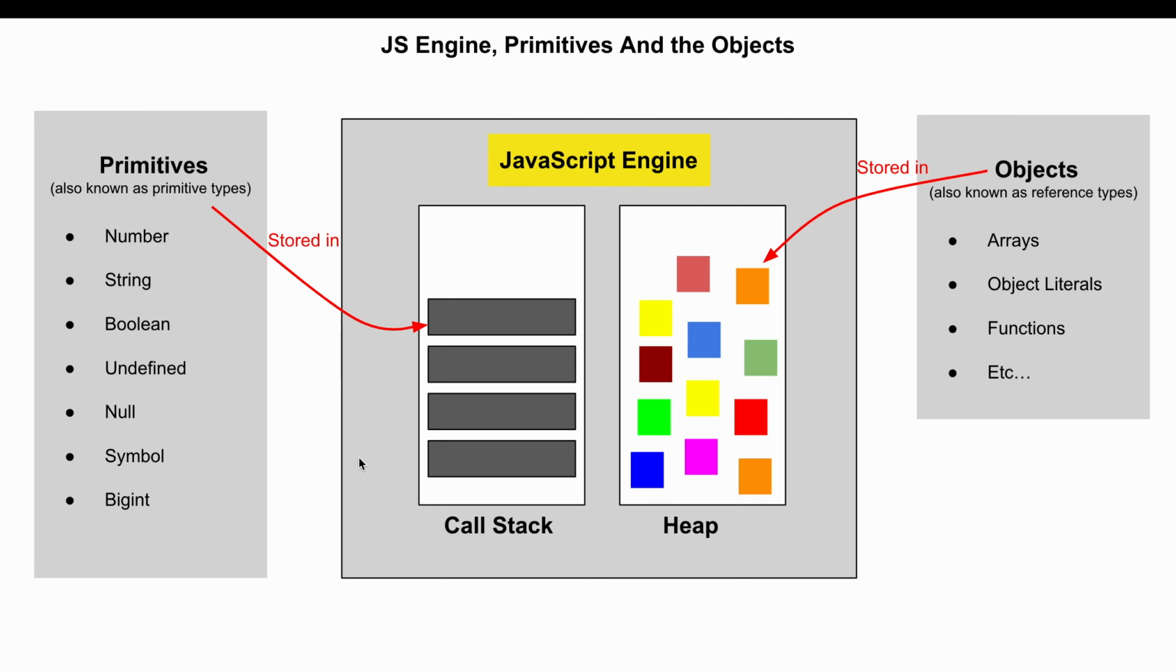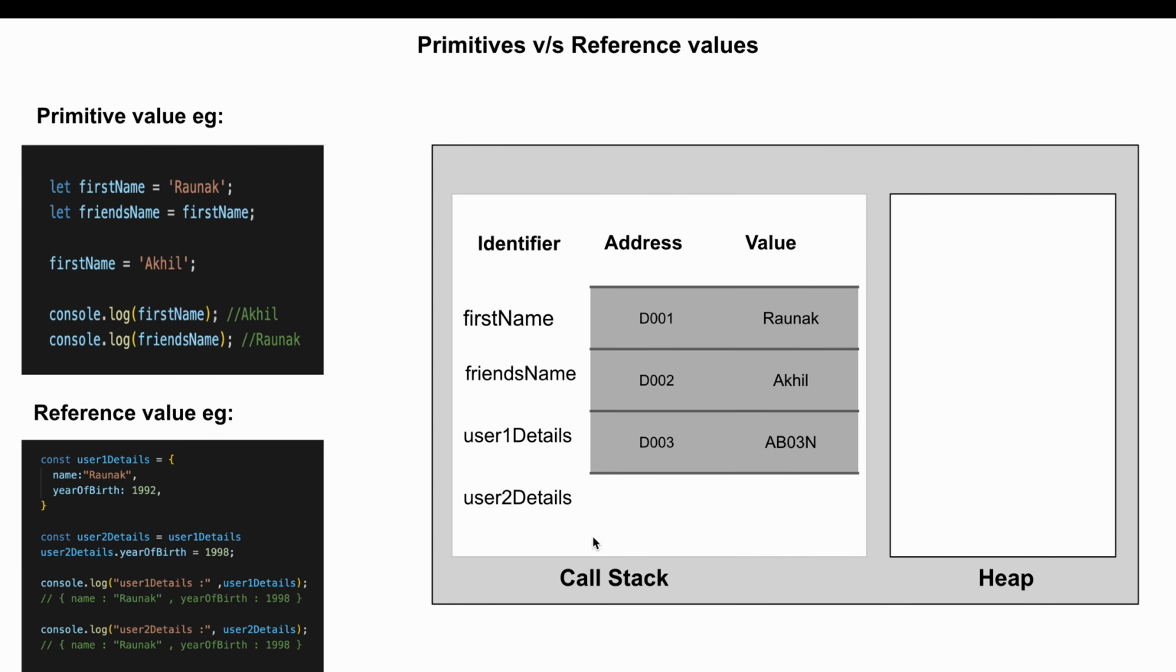Okay, so now let's see how the code we have written gets stored in JavaScript. So here are our examples, whatever we have written just now. This is for primitive values, this is for reference values. And here we have some data in the call stack and a heap. Okay, so let's identify the primitive values first.